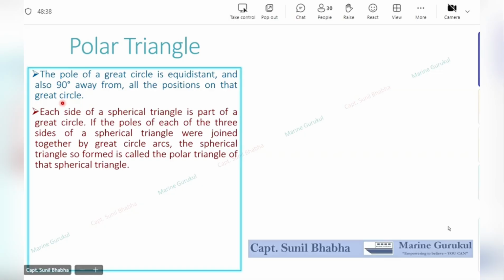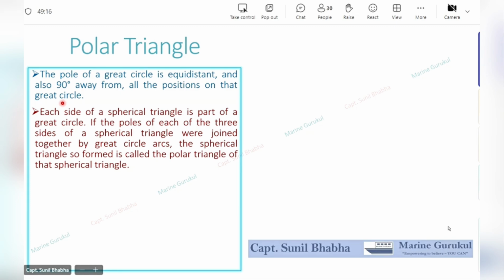We can take the example of the equator on the Earth's surface. Equator is a great circle, and the North Pole is the pole of the equatorial great circle. We are aware that this North Pole is equidistant from any point or any position on the equator, and also this pole is 90 degrees away from any position or any point on the equator. So the geographic North Pole is the pole of the equatorial great circle.